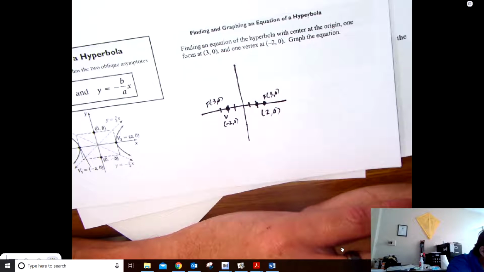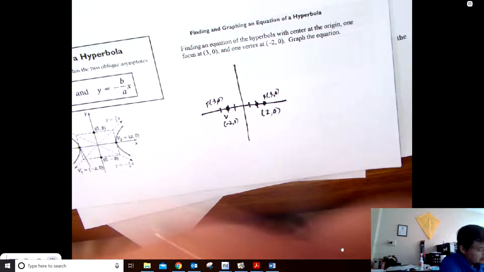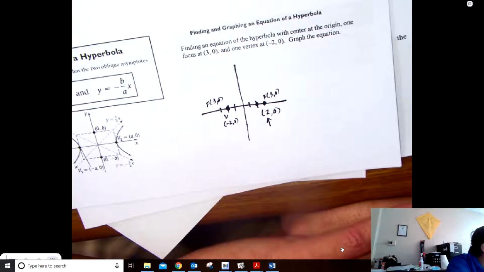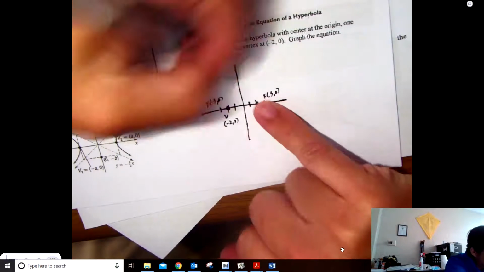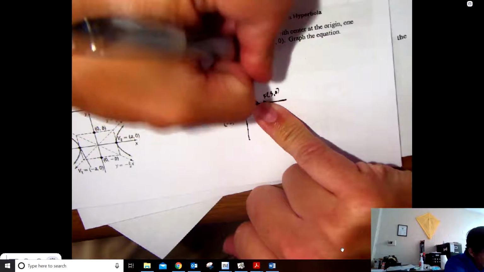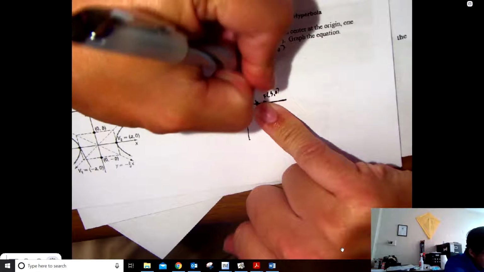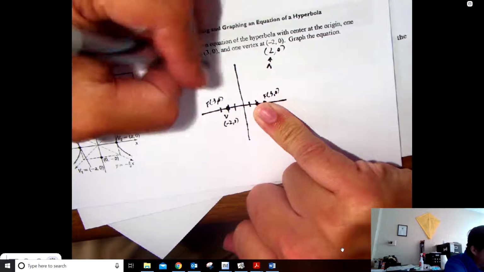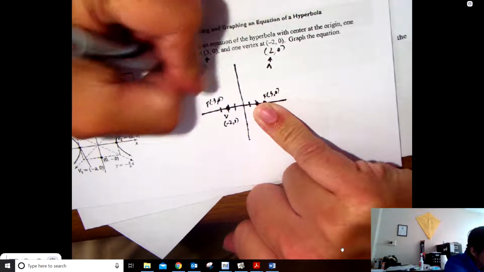Now, we need to talk about where we get two of the letters here. What's this 2 to us? A, right? That's A. Now, this point, negative 2, 0, 2, 0. That gives us our A value. How about this 3, 0? That's C. Focus. That's C.